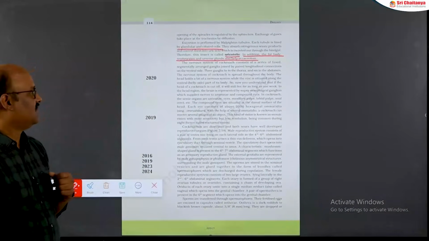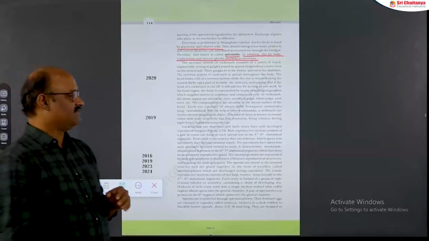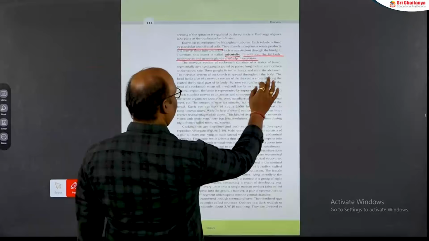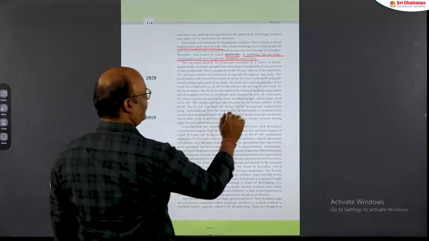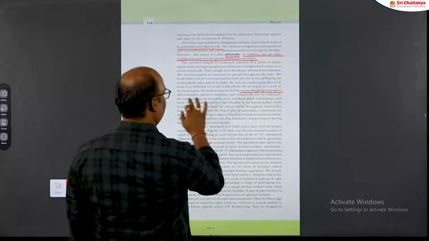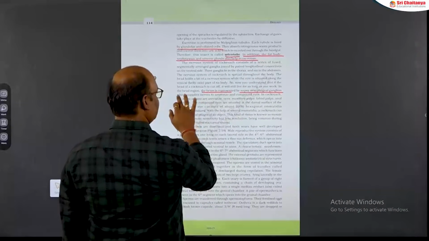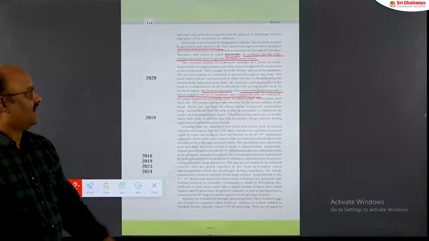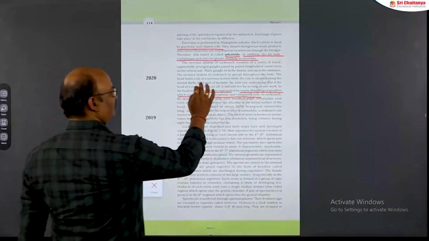Now next comes the nervous system. There was a question in the nervous system about the types of ganglia and about the supraesophageal ganglia. What is the supraesophageal ganglia? Supraesophageal ganglia represents the brain, and it supplies nerves to the antennae as well as the compound eyes. And there was a question based on this particular line.